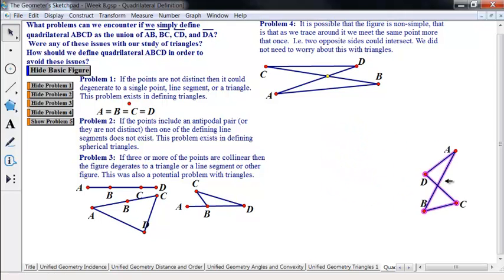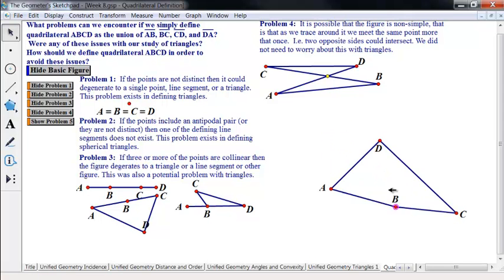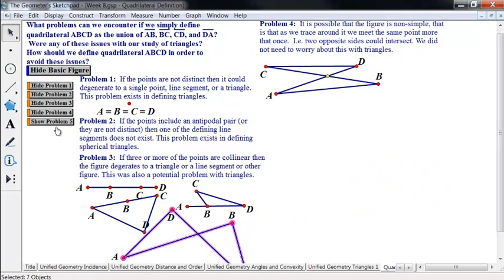That's not something we had to worry about with triangles, because given any 3 points, as long as they were not in a line and they were not an antipodal pair, you could trace around and you'd never retrace it. But one thing that doesn't show up in any of these figures here is that all 4 of these points need to actually be in the same plane. And that can be a problem if they're not in the same plane.